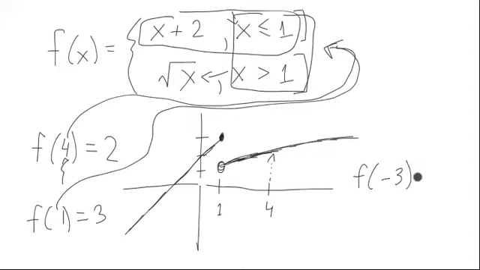Another one. What if we did f of negative 3? Which one does it go into? Negative 3 comes into the filter. It can't go this way, but it can go this way, less than 1. So negative 3 plus 2 would be negative 1. And we were successful at evaluating the function at a few points.